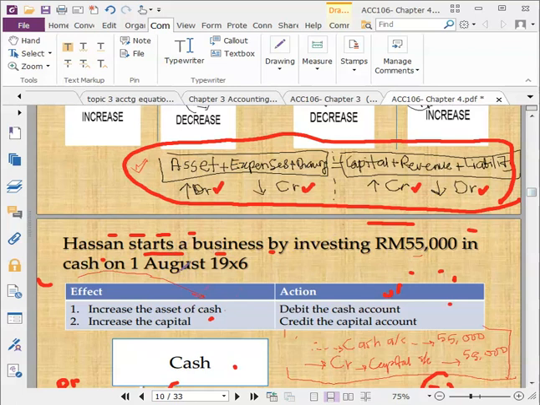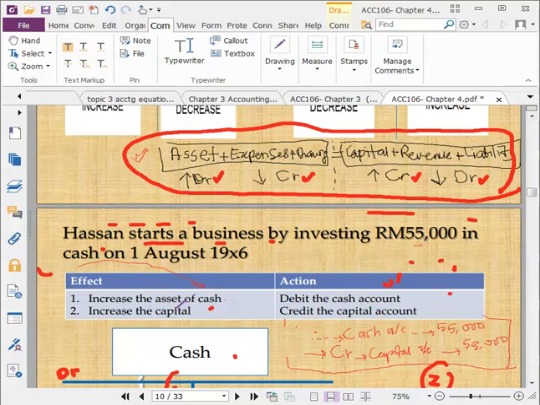When we go into the business, or we start a new business, that is all about capital. Capital is just starting a business, or other than that is additional capital, so that is also capital. So increase the asset cash, increase the capital. Increase the cash, of course, debit the cash account. Increase the capital, we must credit the capital account.